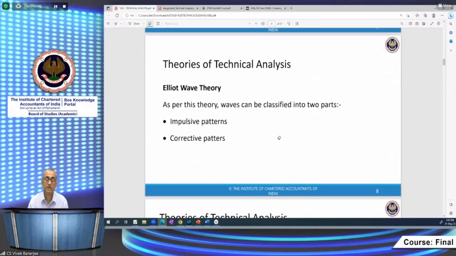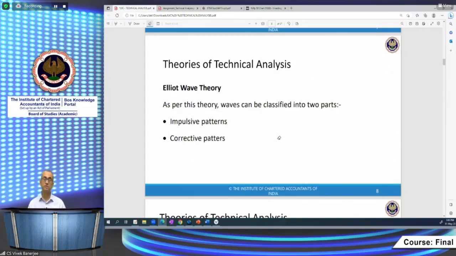Now come to the second very important theory of technical analysis, which is the Elliott wave theory. Elliott was, you can say, a fan of Dow Jones, but during the Great Depression of the early 1930s, he lost heavily in the stock market. So he wanted to learn the intricacies of the stock market himself.